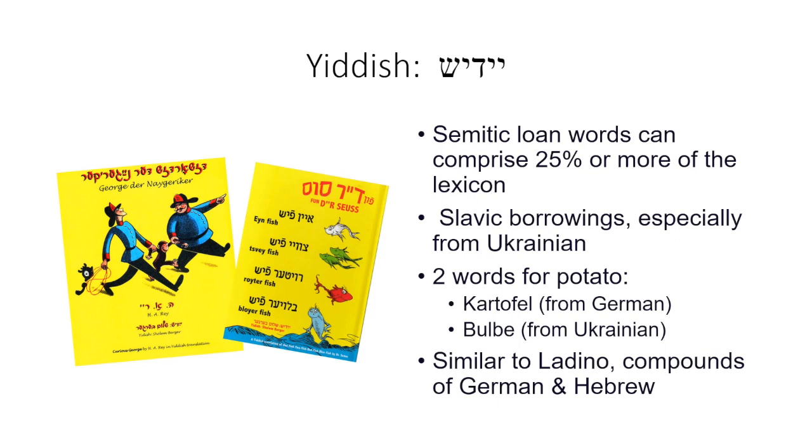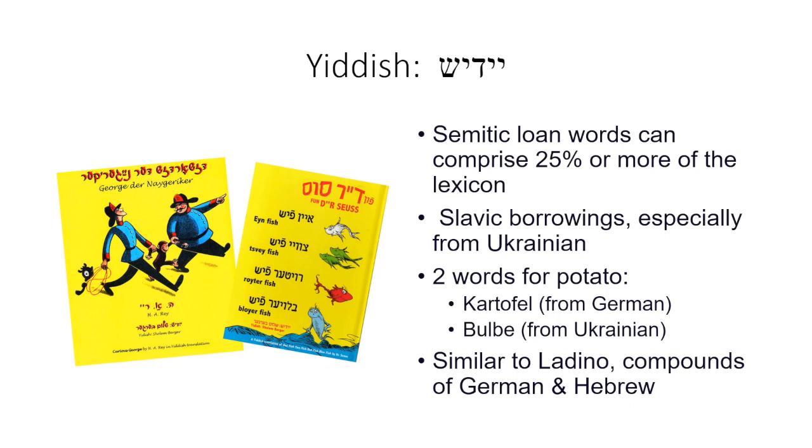Just like Ladino, Yiddish borrows a ton of words from Hebrew. In fact, close to 25% of the vocabulary in Yiddish is borrowed from Hebrew. The Slavic borrowings come from Polish and Russian, but especially Ukrainian. Interestingly enough, Yiddish is the only language I know of that has two words for potato.